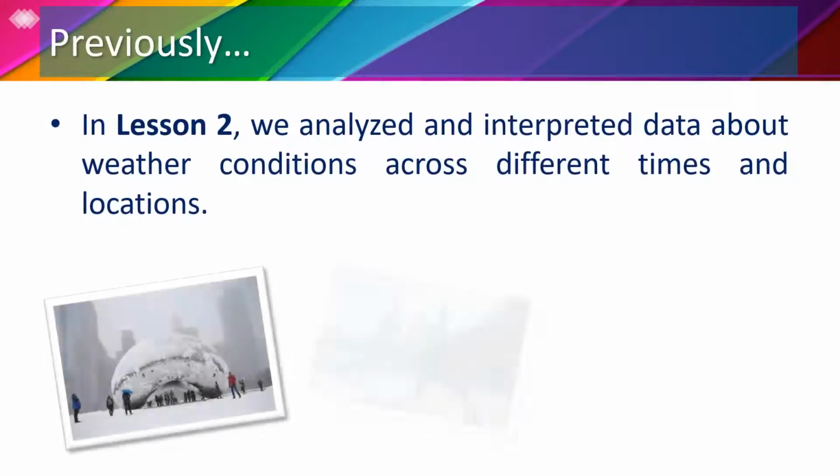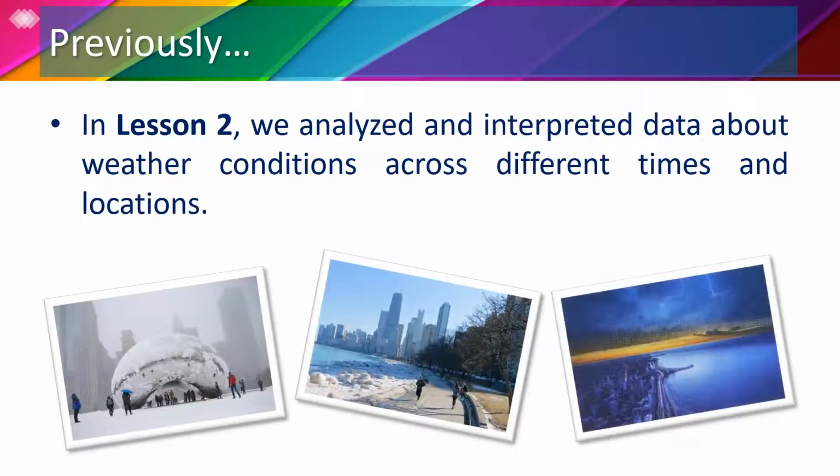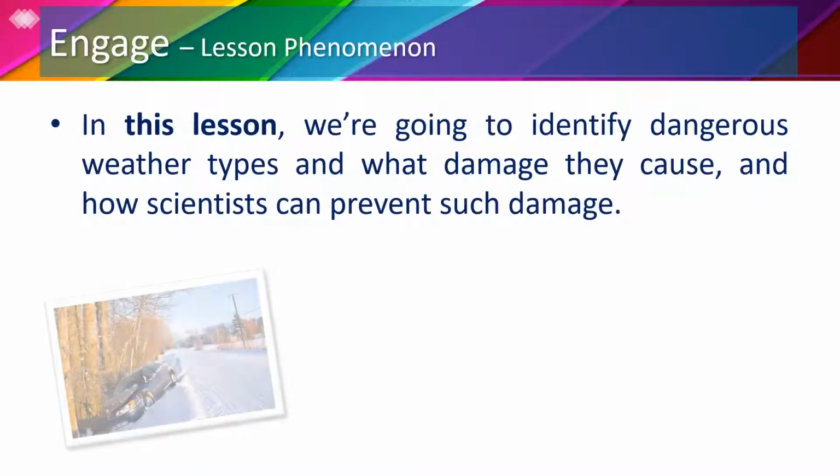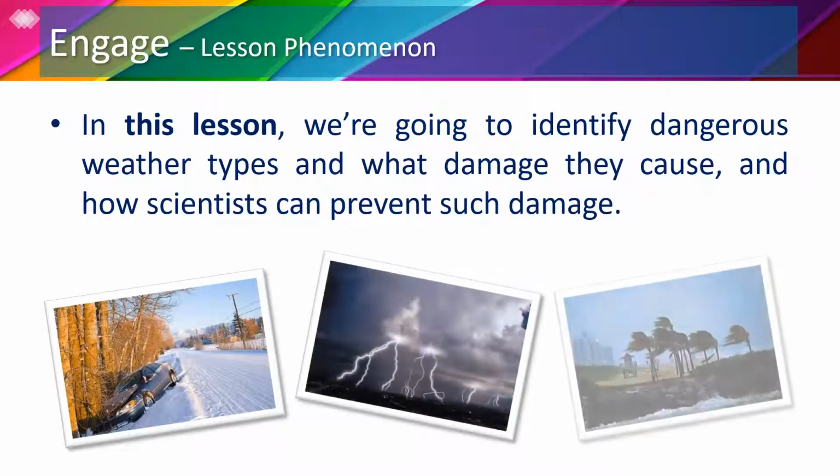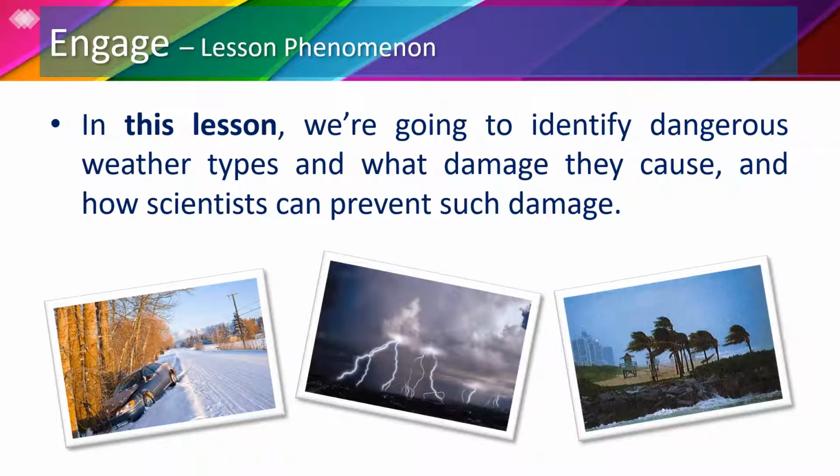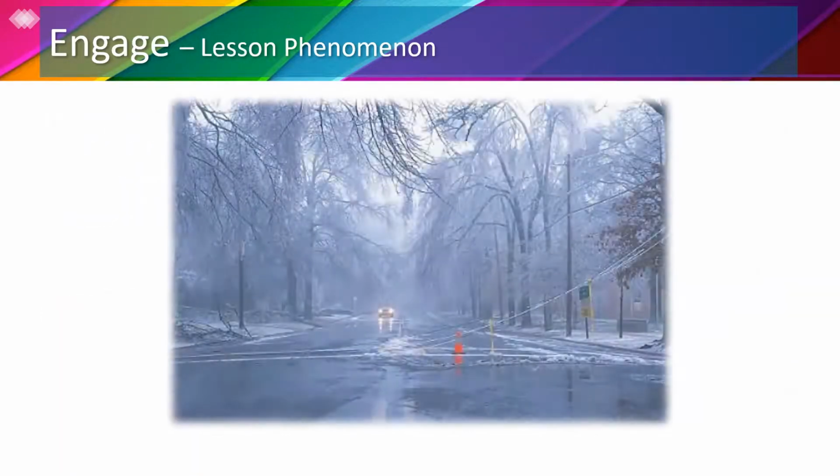Previously in Lesson 2, we analyzed and interpreted data about weather conditions across different times and locations. In this lesson, we're going to identify dangerous weather types and what damage they cause, and how scientists can prevent such damage.